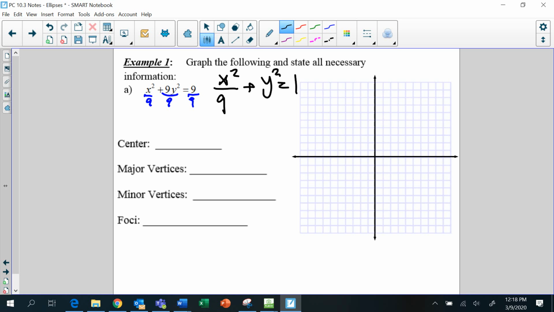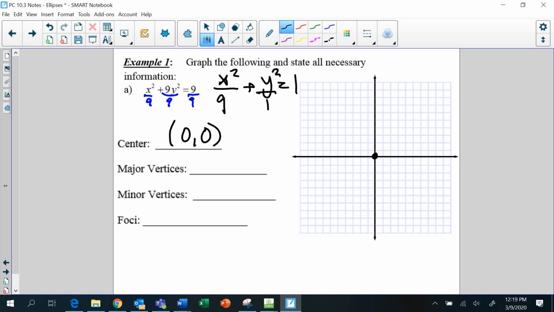If I have y squared by itself, that's really over what number? 1. We'll start with the center. The center is the same way you do the center for a circle. Where's the center? Those of you, the 7 of you that turned in your circle assignment, where's the center? 0, 0. There's my center. Then my major vertices, my minor vertices, and my foci all go off of the center.